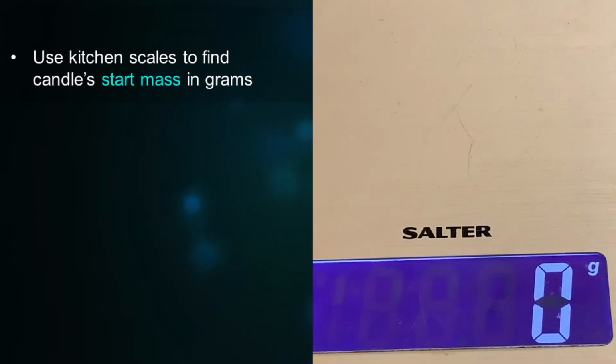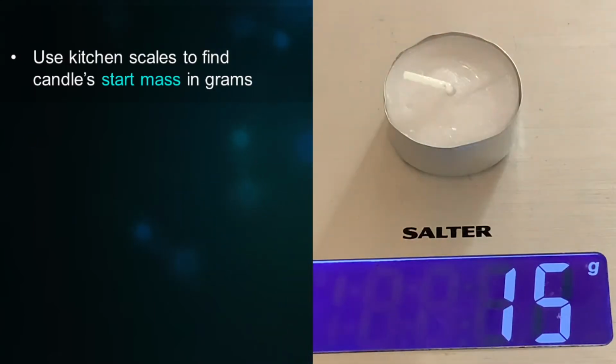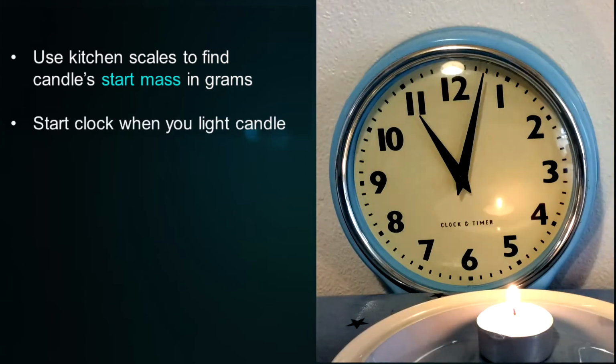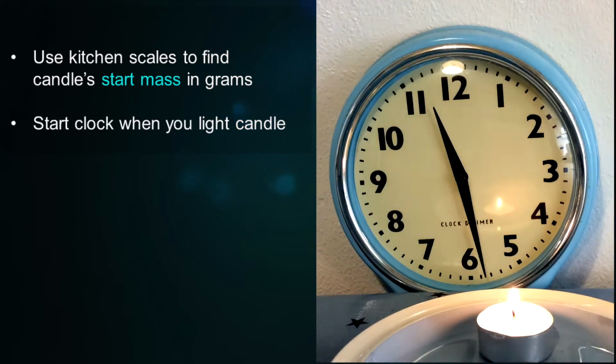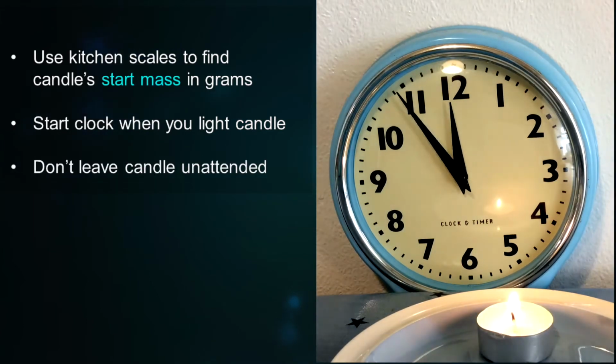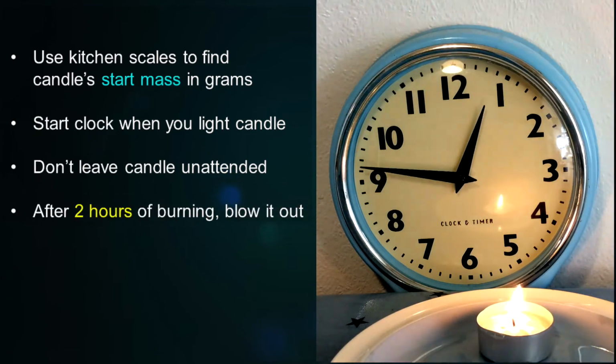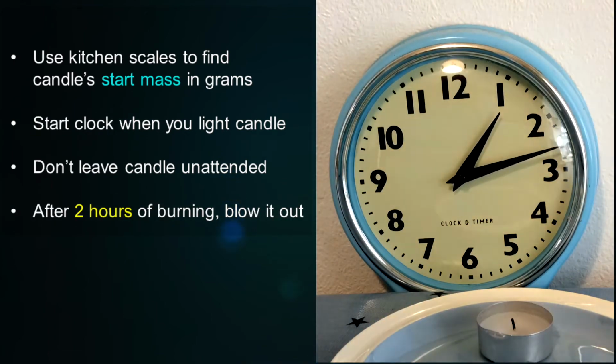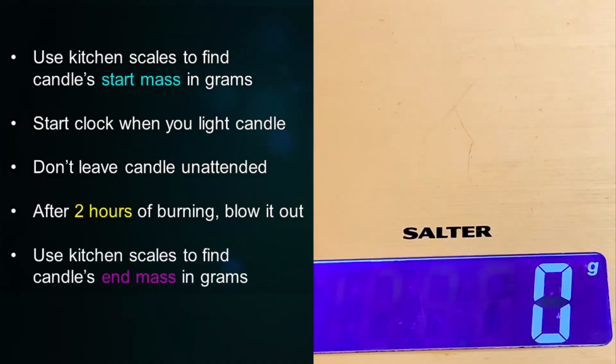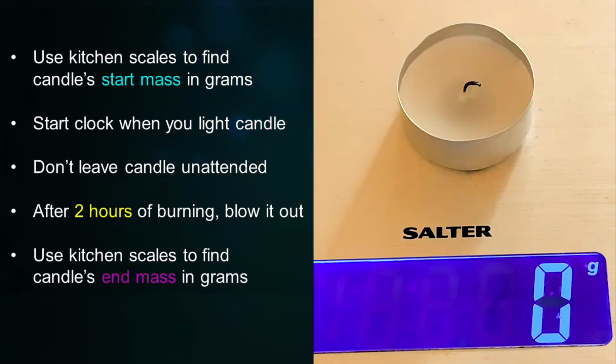This is what you do. Use the kitchen scales to find the candle's start mass in grams. Write it down. Start the timer or note the time when you light the candle. Don't leave candles unattended, so keep an eye on it. After 2 hours of burning, blow it out. Use the kitchen scales to find the candle's end mass in grams. Include any wax that has spilled, as we only want to count wax that has burnt.